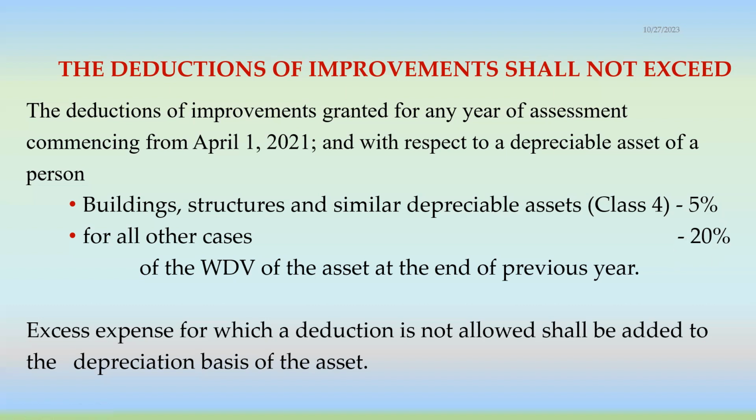Restriction is on what? On the written down value at the end of the previous year. So what we have to do? After this restriction, definitely there will be an excess expense. That expense for which a deduction is not allowed shall be added to the depreciation basis of that asset.